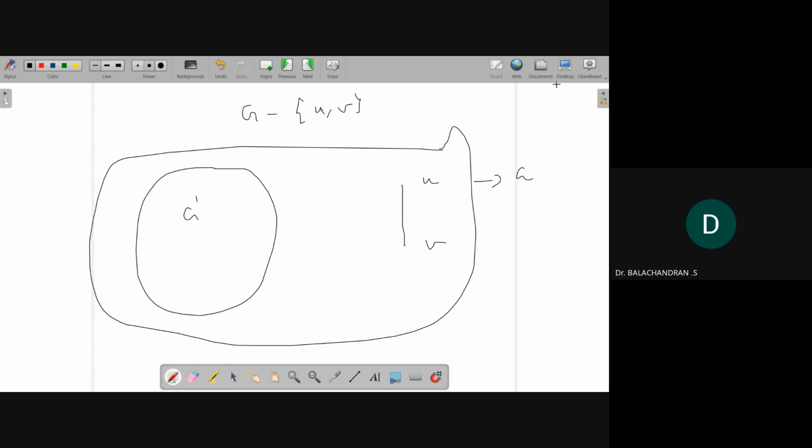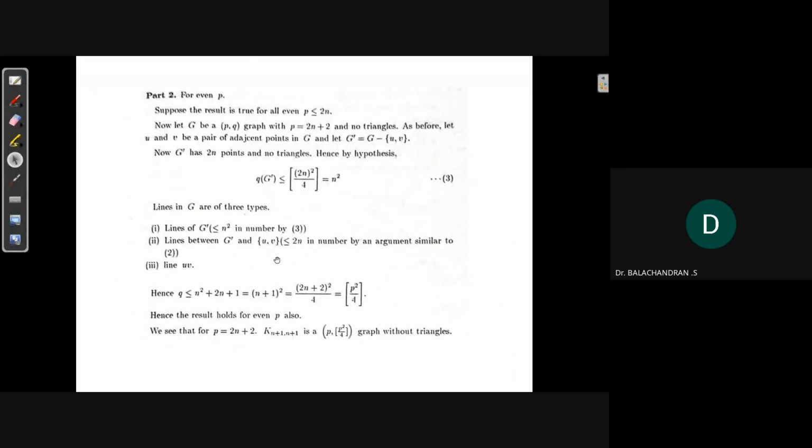G has how many vertices? 2n plus 2 vertices. G dash has 2n vertices. So what is the assumption? The result is true for all even p less than or equal to 2n. So we know that G dash has 2n vertices and no triangles. By the induction hypothesis, the result is true for G dash, which means the maximum number of edges in G dash is less than or equal to p square by 4.